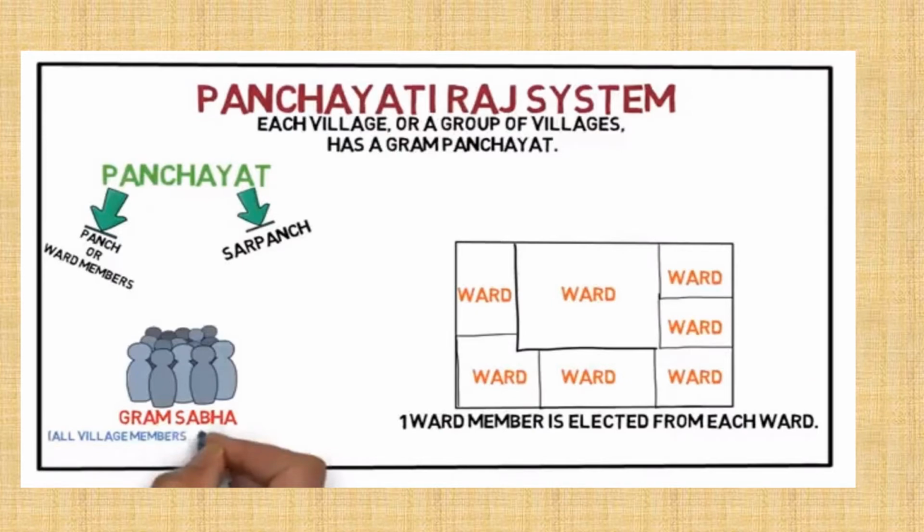In this slide, you can clearly see a picture of the Panchayat Raj system where each village or a group of villages is divided and has a Gram Panchayat. You can see a village picture where there are 1, 2, 3, 4, 5, 6, 7 wards, and from each ward one person is elected. So Panchayat has Panch or ward members and one Sarpanch. And who elects them? The people of the village. All the village members constitute the Gram Sabha. Okay, children?